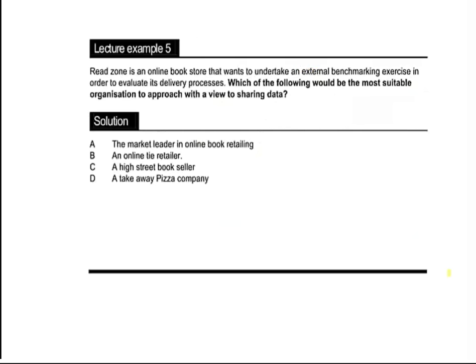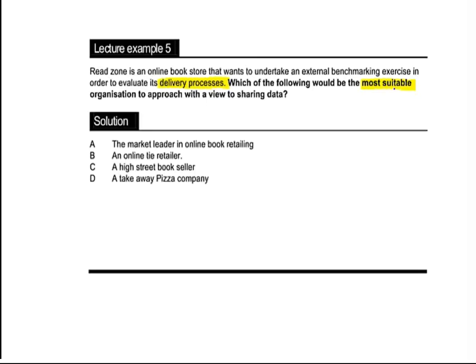ReadZone then is an online bookstore that wants to undertake external benchmarking to evaluate the delivery process. So they're concerned then about the delivery process, and we want to know which would be the most suitable organisation to approach to share data with. So we've got 4 different options here then, and we need to think about which one is going to be best. So we've got then 2 organisations that are also selling books.